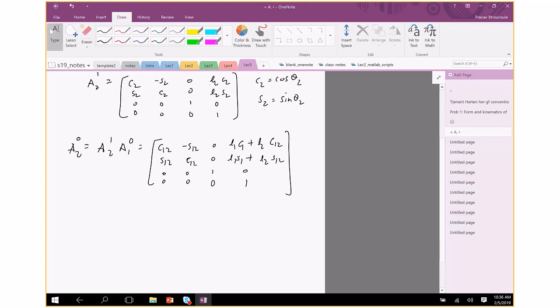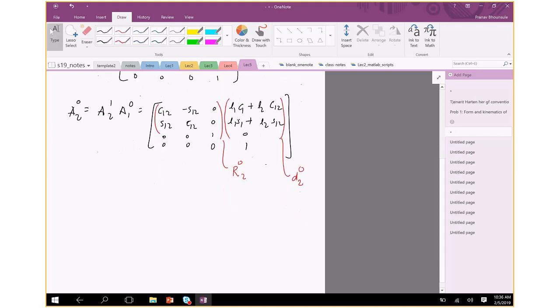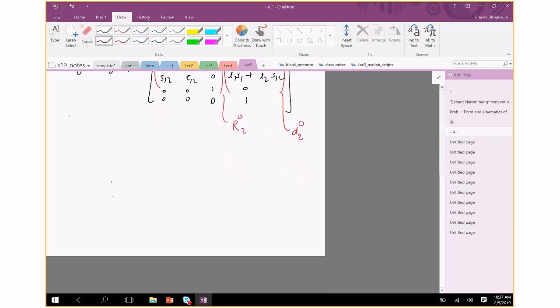Okay, so that's what you get. Now the question is, what does this really mean? It turns out that this part describes the rotation of the end effector with respect to frame 0, and this part determines the position of the end effector with respect to frame 0. So in this case, I'm going to draw the manipulator.